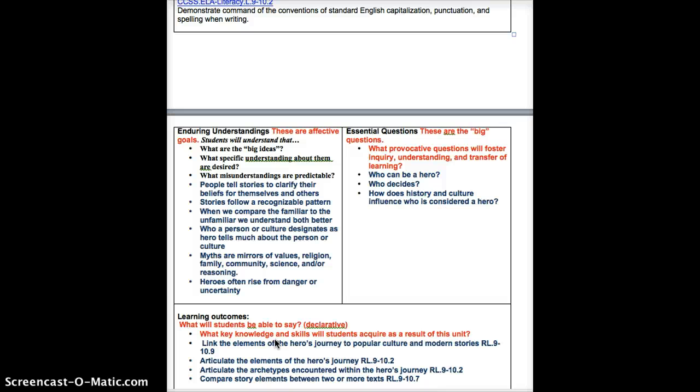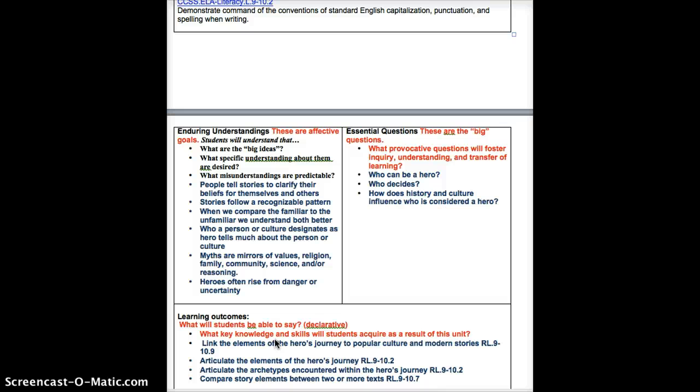When we compare the familiar to the unfamiliar, we understand both better. Who a person or culture designates as hero tells much about the person or culture. Myths are mirrors of values, religion, family, community, science, and or reasoning. Heroes often rise from danger or uncertainty. These are very important concepts that I want my students to take away from this unit.